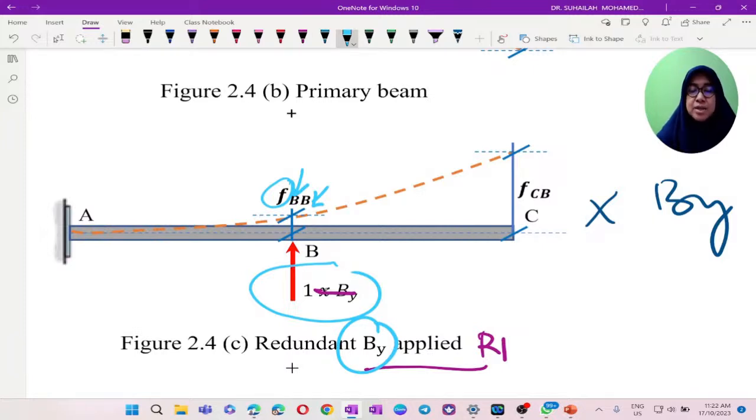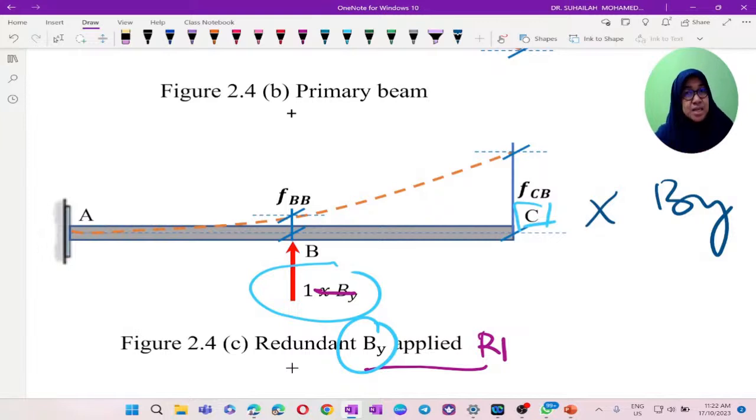FBB means deflection due to a unit value at position B for redundant BY applied. So we label it as FBB. Next we move to position C. Again, F at position C, so that's why we get FC, at position C for redundant BY applied.